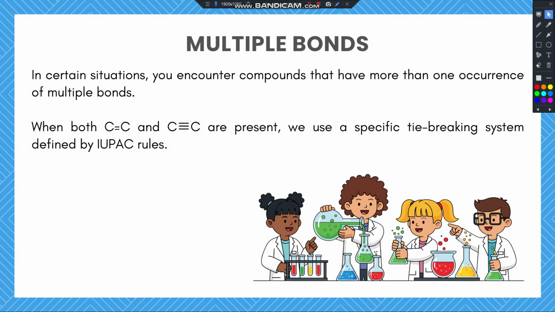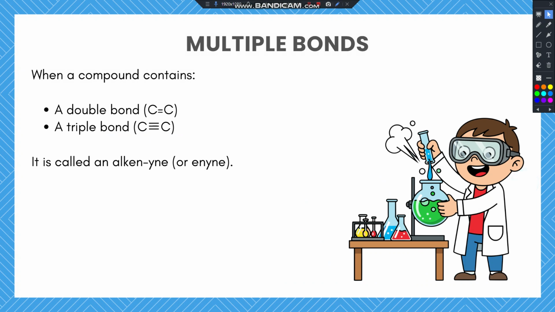So there is a specific tie-breaking system we use to identify compounds that contain both a triple bond and a double bond. You can see what I just mentioned. It's called an alkenyne or an enyne, whichever way you choose to identify them.